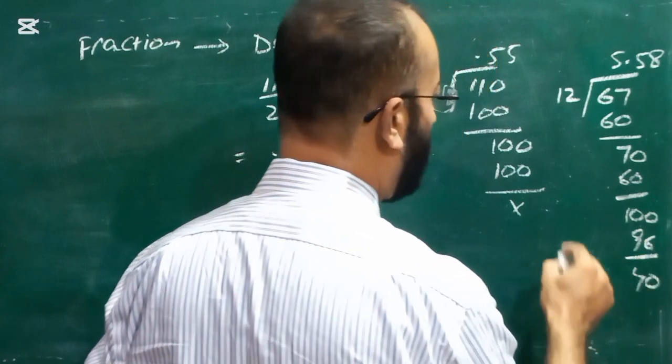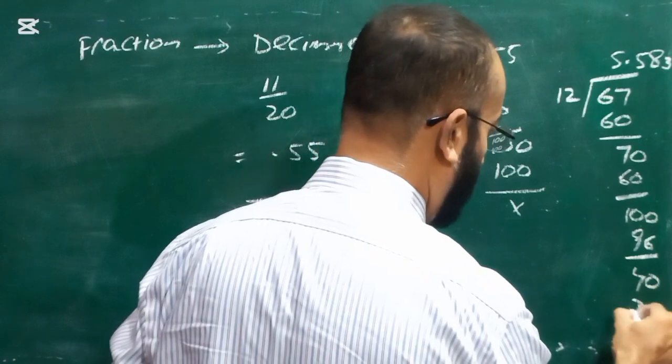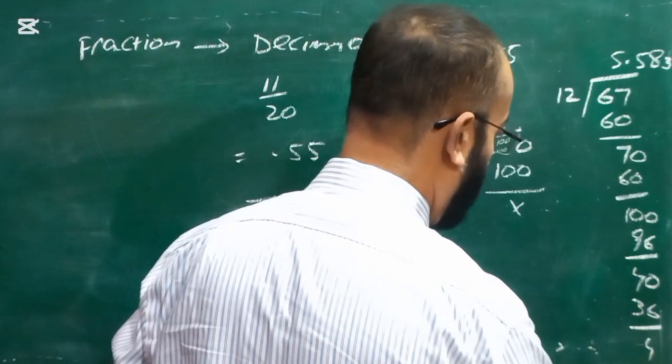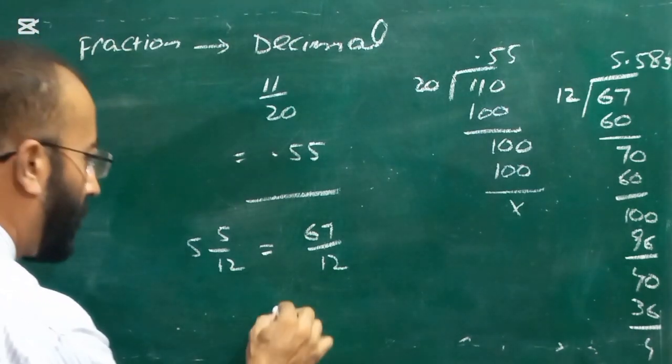This is the third 0, and 12 3s are 36. So 4 is here. So the answer is 5.583.